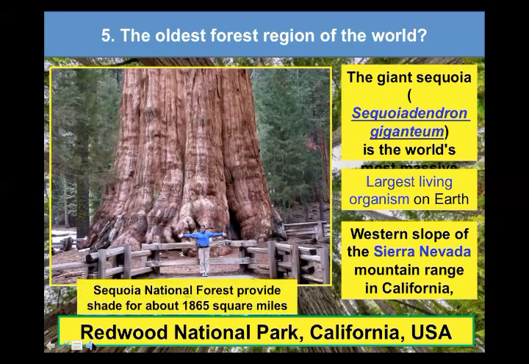And also this provides very good shade for about 1865 square miles. The huge coniferous trees were densely arranged. Why is it called a redwood? Because the bark texture shows a reddish or dusty brown color. That's why the sequoia plants show in that manner. So it's called the redwood forest region. It provides 1865 square miles of shade.